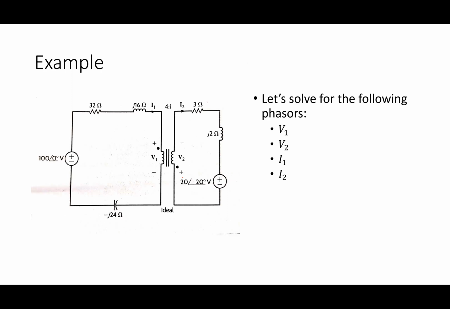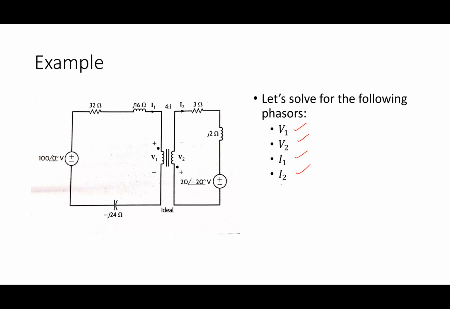All right, so let's now do an example. So I've got this particular circuit, and I want to solve for a couple of things. I want to solve for V1, V2, I1, and I2. So basically, V1 is the voltage on the primary, V2 is the voltage on the secondary, and I1 and I2 are the currents. And I've been given the definitions that are here in this particular problem.